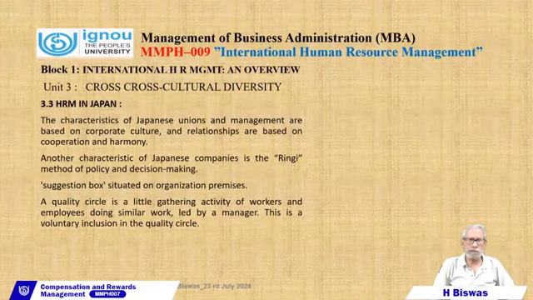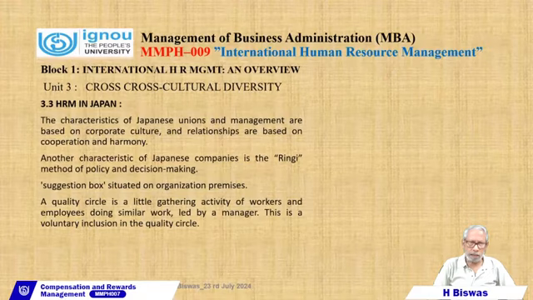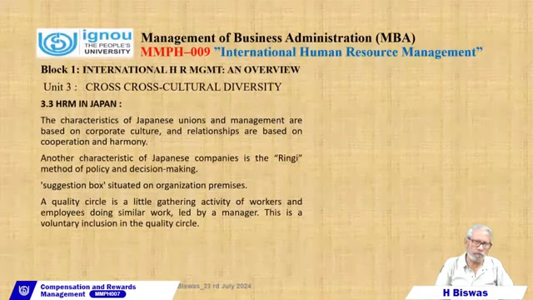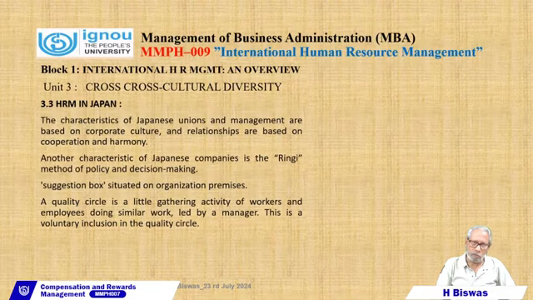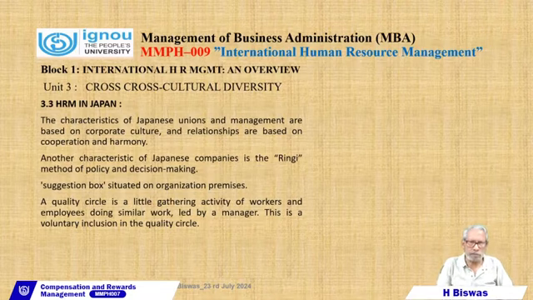Another characteristic of Japanese companies is ringi, a method of policy making. If I bifurcate this, it is "rin" and "gi". In Japan, rin means the proposal from the lower levels, and gi means the approval of these things by the supervisor and the senior levels. So it is like a joint venture, because jointly they are doing all these things. That is the ringi process.